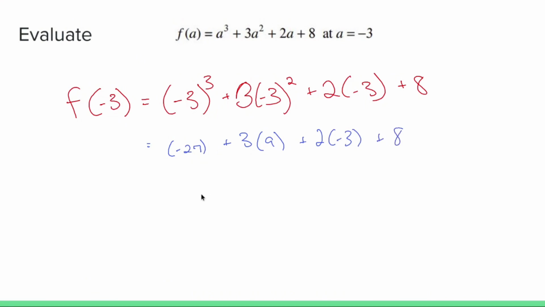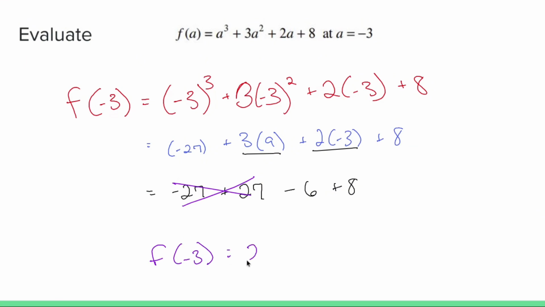The multiply divide part of PEMDAS says that the next thing that I want to do is multiply these guys. So 27, multiply these guys, -6 plus 8. God is good. These guys cancel out. And you are left with f of -3 equals 2.